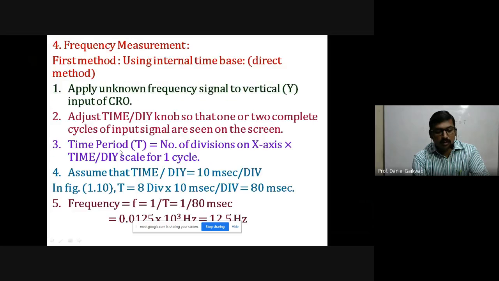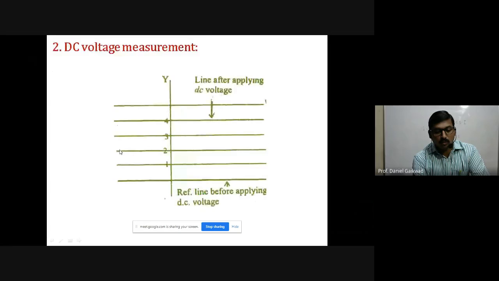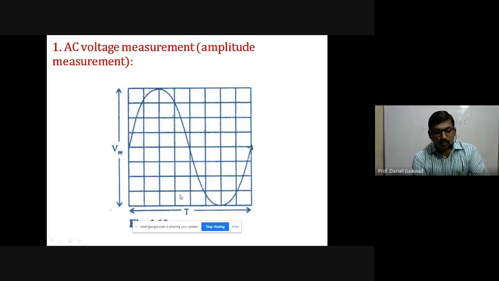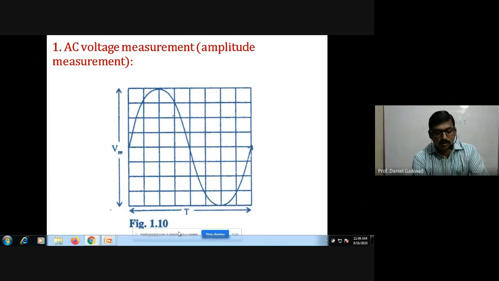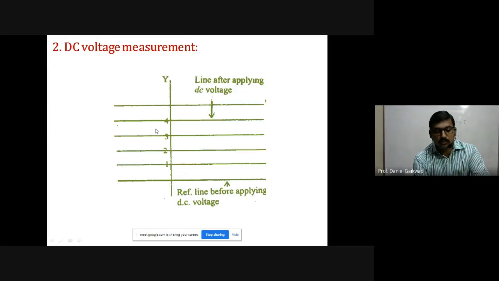So in the figure above, check carefully, figure number 1.10. This figure we have to discuss. Check carefully. This is one cycle. And for this one cycle, how many divisions do we have on the x-axis, or horizontally? Suppose we count 1, 2, 3, 4, 5, 6, 7, and 8. 8 divisions are there horizontally.